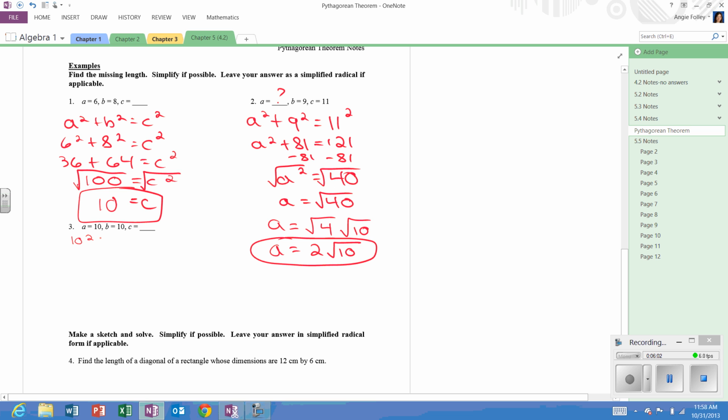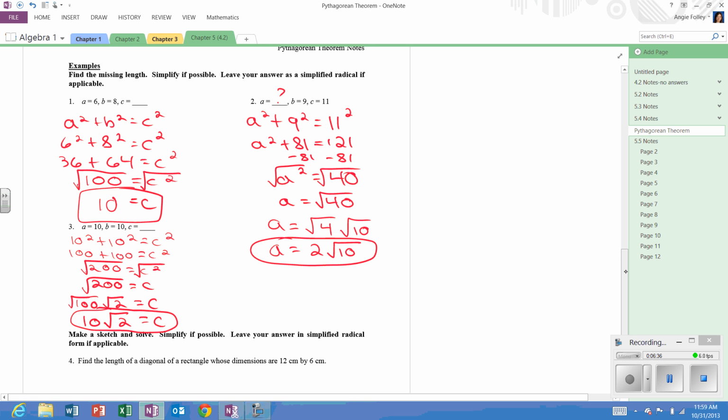So 10 squared plus 10 squared is equal to c squared. So that's going to be 100 plus 100 equals c squared. 200 equals c squared. I have to take the square root of both sides. So the square root of 200 is equal to c. Now we can separate 200 into radical 100 times radical 2. The square root of 100 is 10, and we have to keep that 2 with it. So our answer is 10 radical 2.